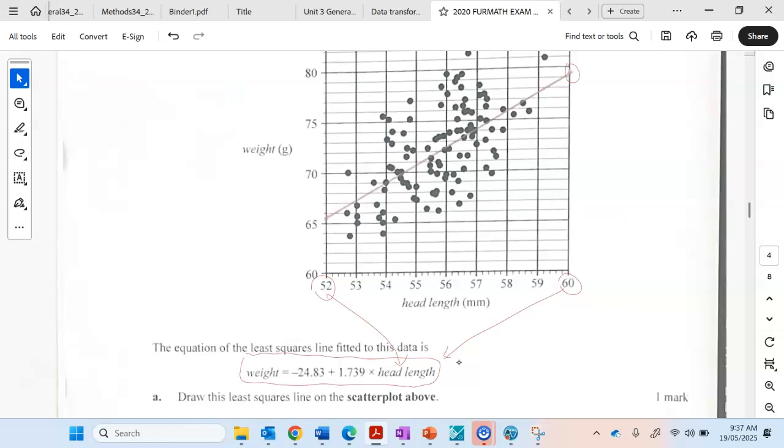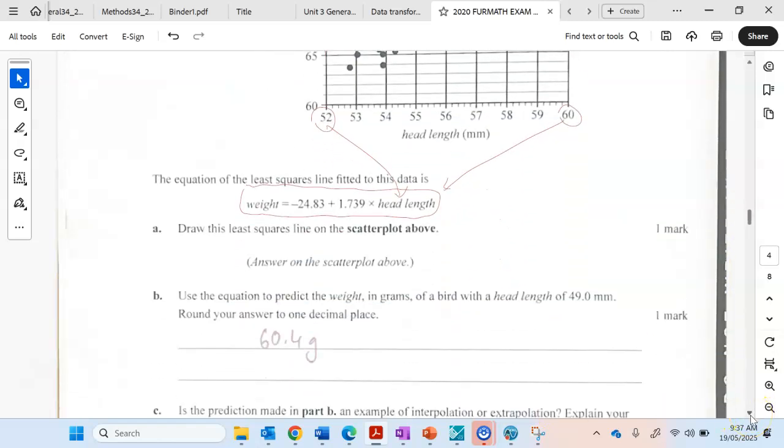Then you should have a ruler. I saw so many students on their test not have a ruler. Guys, you need a ruler. Use the equation to predict the weight in grams of a bird with a head length of 49. Easy. Again, we're just substituting it into the equation, so 60.4.